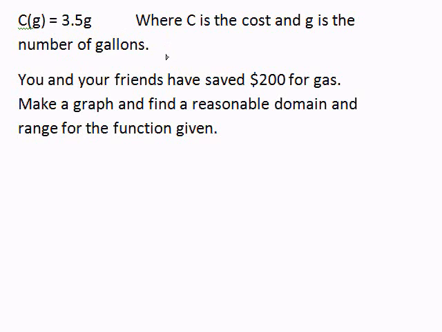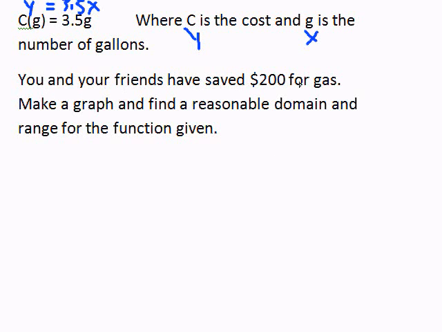First thing I like to do is identify what the variables are in relation to our normal axes. Since y is usually by itself, we know C(G) equals 3.5G. We can rewrite that as y equals 3.5x. So C is going to be y, the cost, and G will be x.